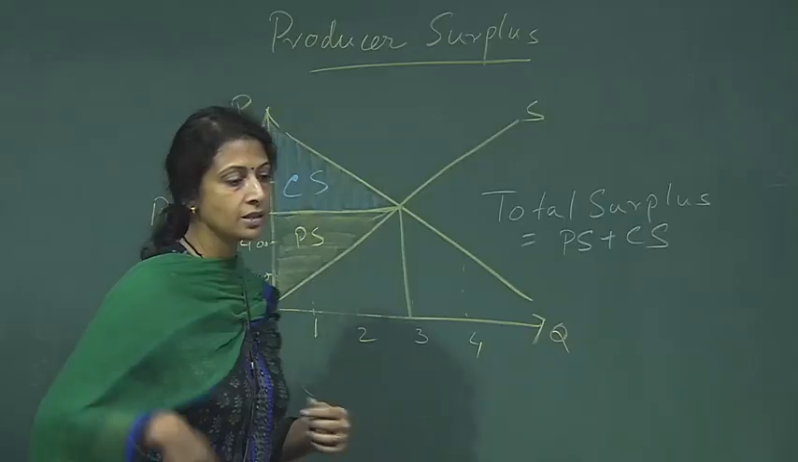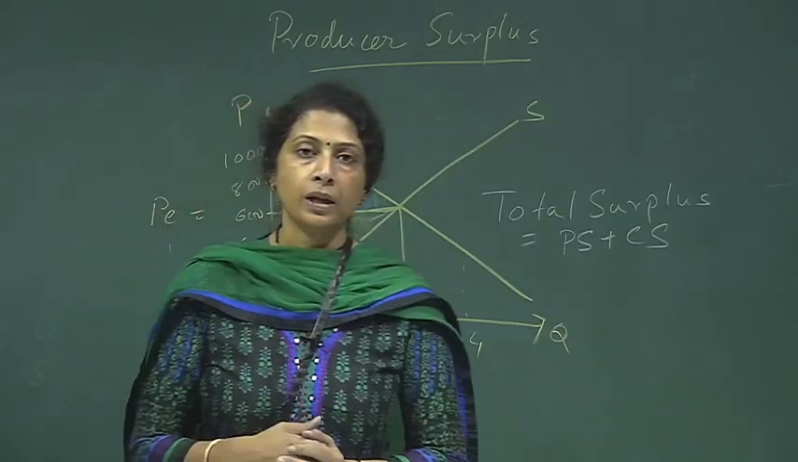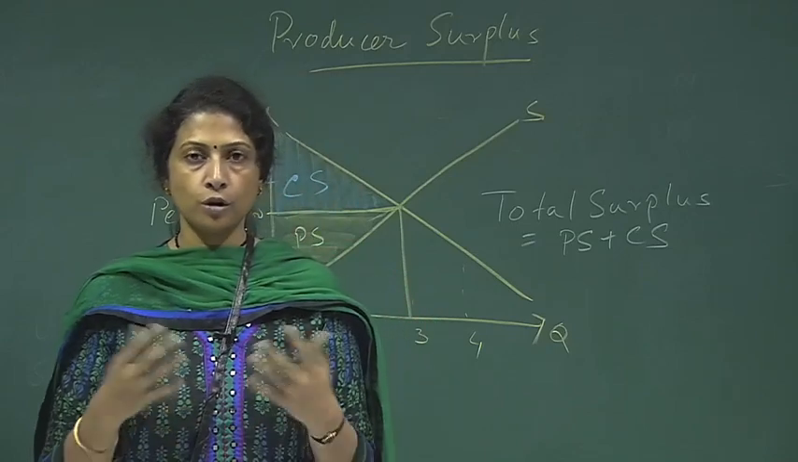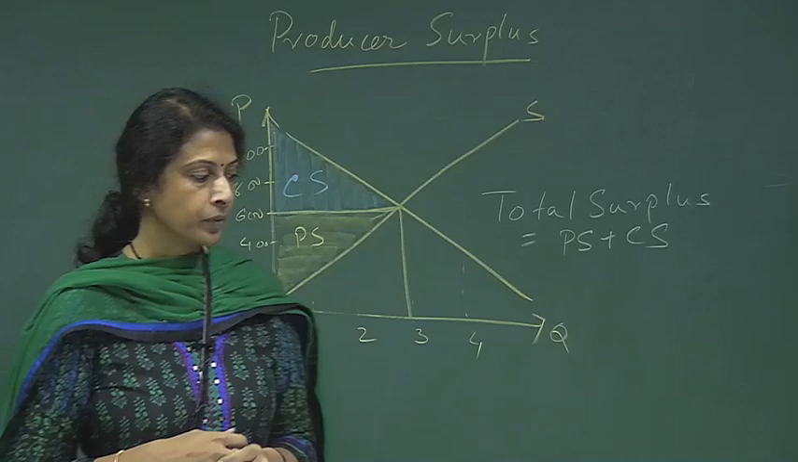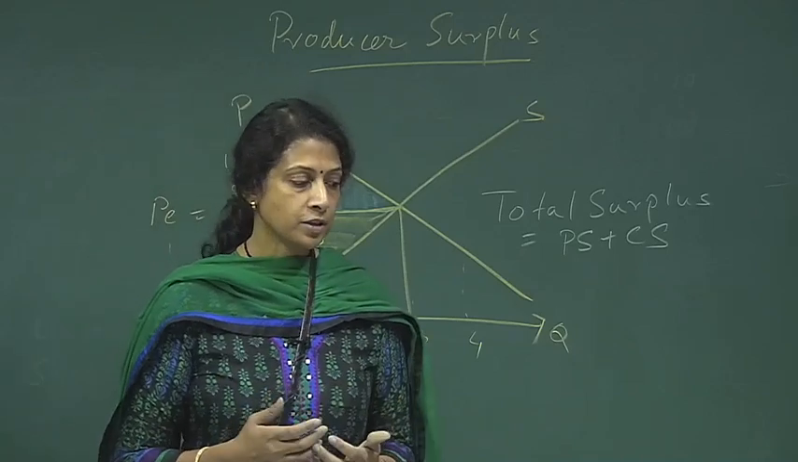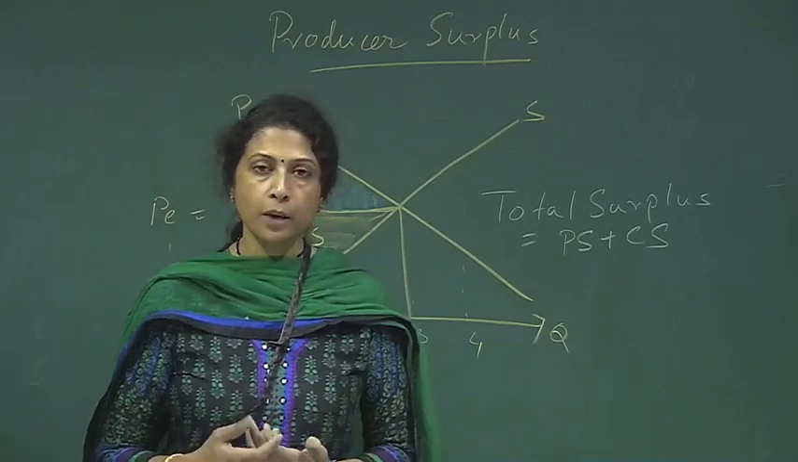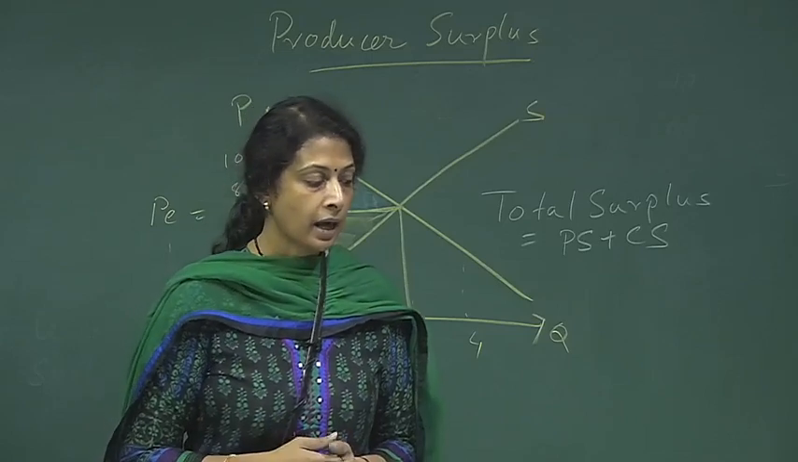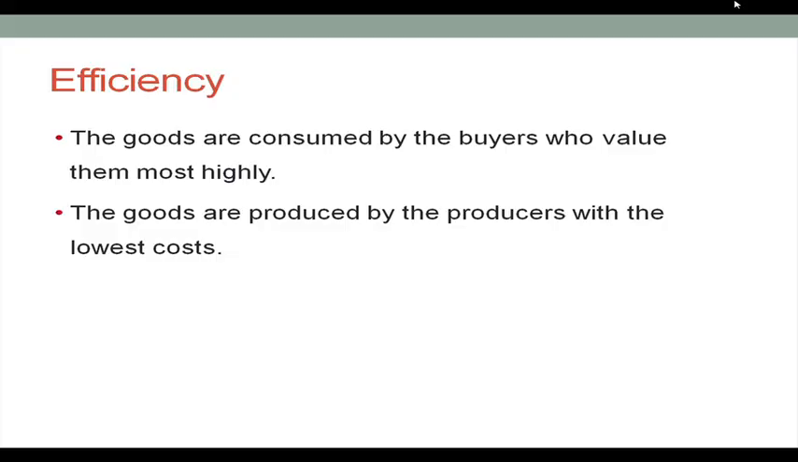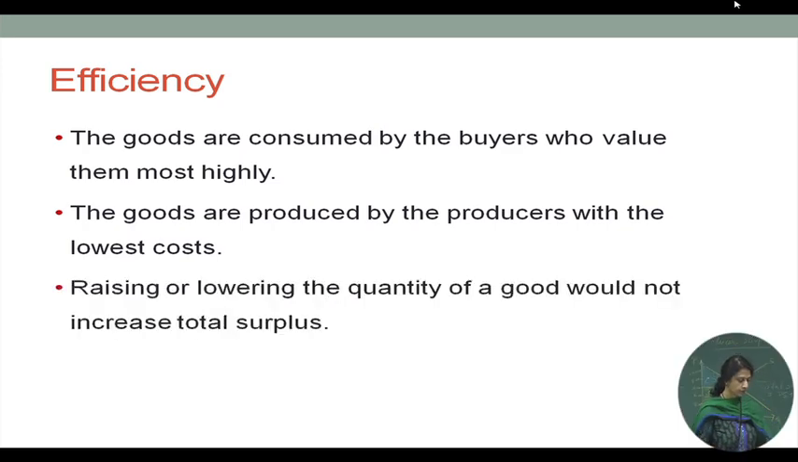This is what we are asking. We will say that a market equilibrium, or a market left to itself, the equilibrium that is reached or the market outcome, we are going to call this efficient if the goods are consumed by buyers who value them the most, and the goods are produced by the producers with the lowest cost. Raising or lowering the quantity of a good will not increase the total surplus.